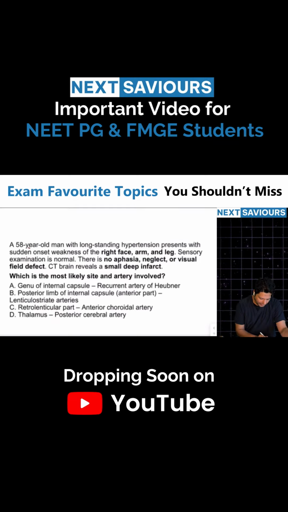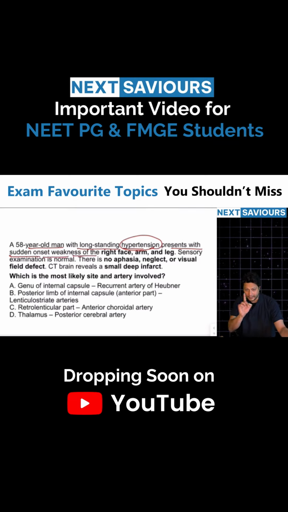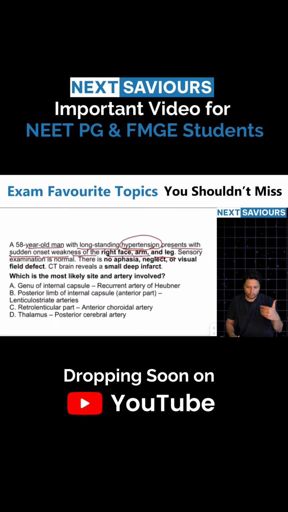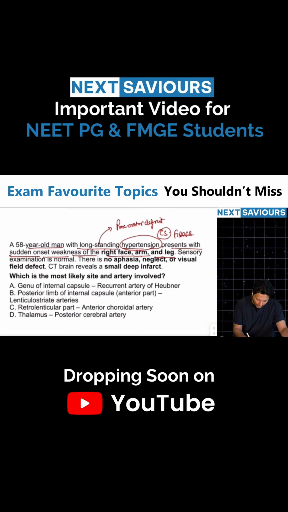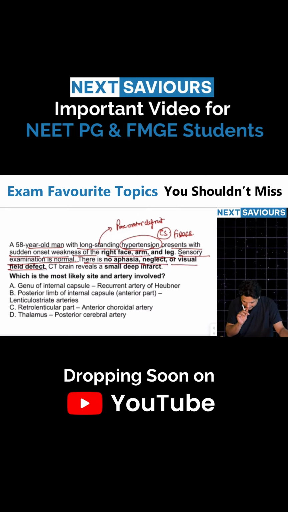A 58-year-old man with long-standing hypertension presents with sudden onset weakness of the right face, right arm and leg. So here what we are observing is that there is a pure motor deficit, which means there is involvement of the corticospinal fibers. Sensory examination is absolutely normal and there is no aphasia, no neglect, and no visual field defect, which means that there is no cortical sign.